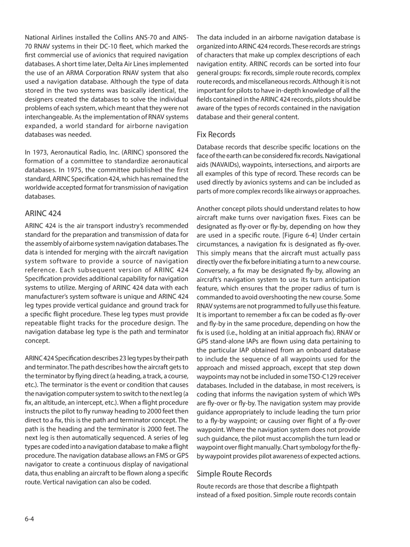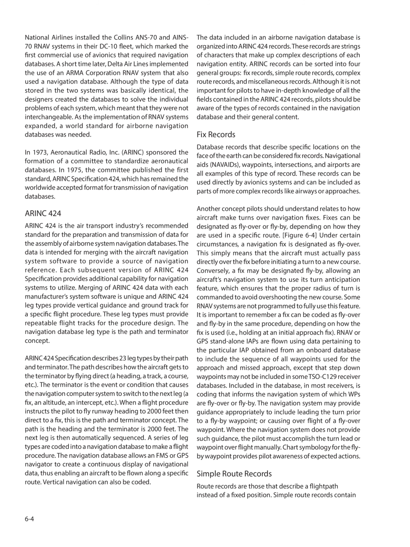As the implementation of RNAV systems expanded, a world standard for airborne navigation databases was needed. In 1973, Aeronautical Radio, Inc., ARINC, sponsored the formation of a committee to standardize aeronautical databases. In 1975, the committee published the first standard, ARINC Specification 424, which has remained the worldwide accepted format for transmission of navigation databases. ARINC 424 is the air transport industry's recommended standard for the preparation and transmission of data for the assembly of airborne system navigation databases. The data is intended for merging with the aircraft navigation system software to provide a source of navigation reference.